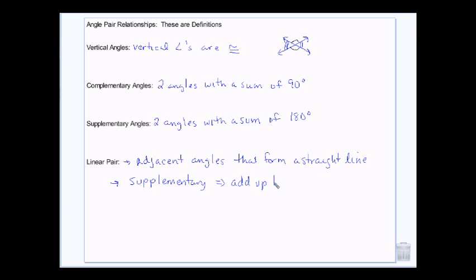180. And linear pair and supplementary can sometimes get confused. They both add up to 180. Supplementary angles don't have to touch. A linear pair have to be adjacent, so they have to actually be touching. That's really the main difference between the 2.